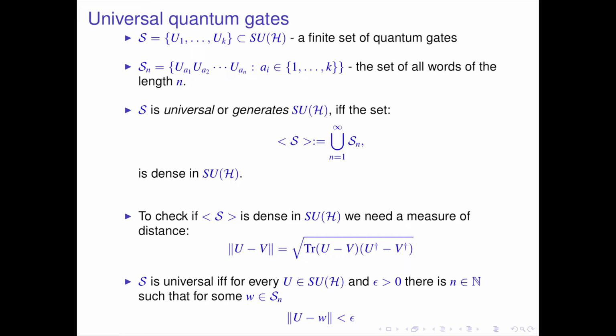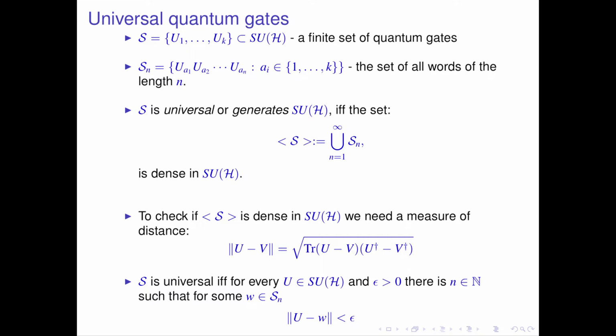But now we also need something more, to enable some calculations. To say that something is dense, one way to do it is to use a measure of distance. On the group SU(d), the group of the unitary matrices, we have a well-defined measure of distance. The distance between two matrices U and V is just given by this formula. This is the Hilbert-Schmidt distance.